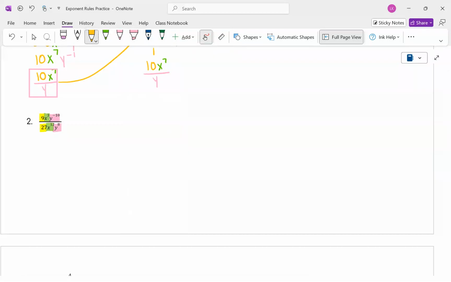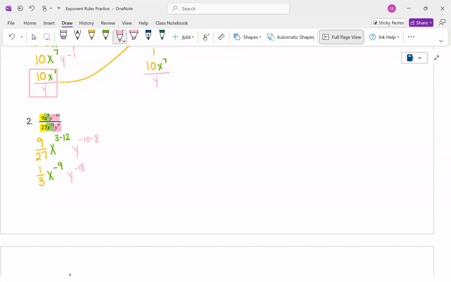Now here we're dividing. So the 9 over 27, just like in number 1 they multiply like normal, those are still just going to divide like normal. Then we're going to have x to the 3 minus 12. It's always going to be numerator minus denominator. And then y to the negative 10 minus 8. 9 over 27 is 1/3. And then x, 3 minus 12 is negative 9. Negative 10 minus 8 is negative 18.